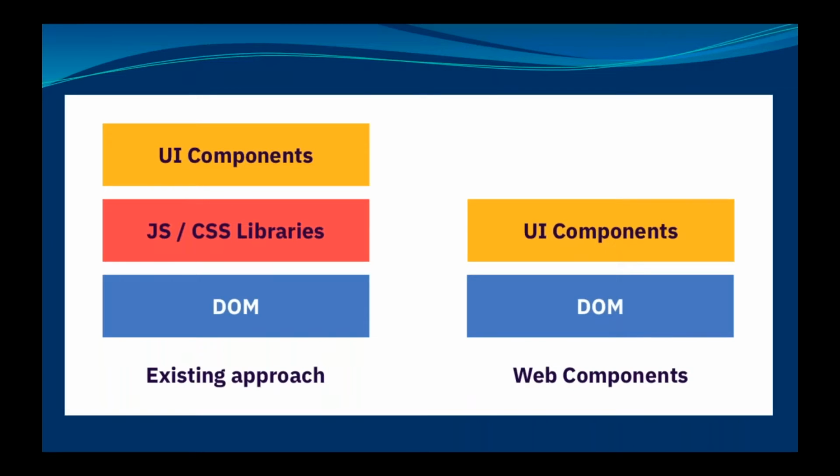We'll see what these are. Before we move on to a little demo that I have about web components, where we will look into the code, let's look at the existing approach and how web components solve it. If you look at a page today, or let's say 5 years back, you would see that you have DOM elements, JS or CSS libraries, and then you have UI components. That was the existing approach, right? That's what frameworks usually adopt. But with web components, you have just the DOM and then the UI components. So it standardizes a lot of things for us.